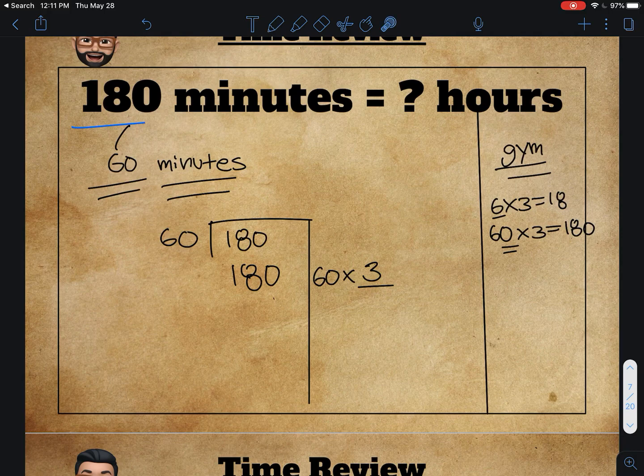So I can make 3 groups of 60, and that'll give me 180. If I take 180 out of this big chunk, I have nothing left over. So my quotient is 3. That means I was able to get 3 groups of 60 out of this 180. Now, what does this 3 mean? This 3 means 3 hours, because we're working with hours and minutes, and any group of 60 minutes equals 1 hour. I was able to get 3 groups of 60, so that makes 3 hours.